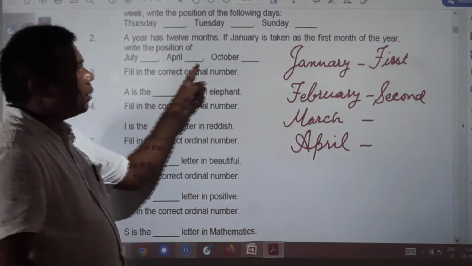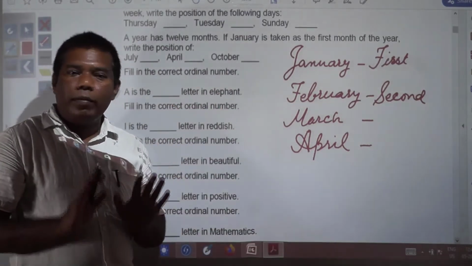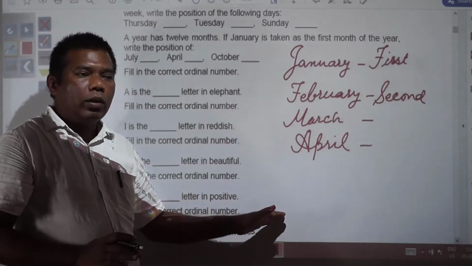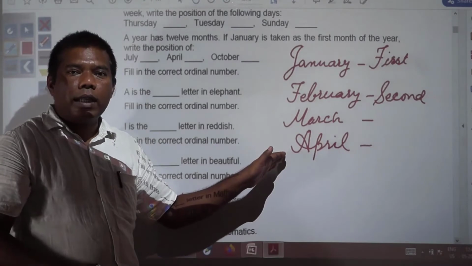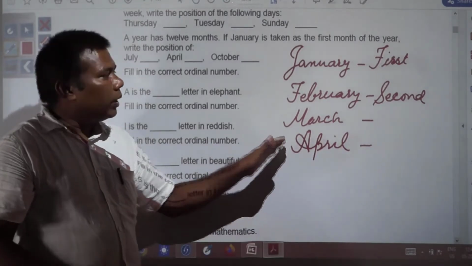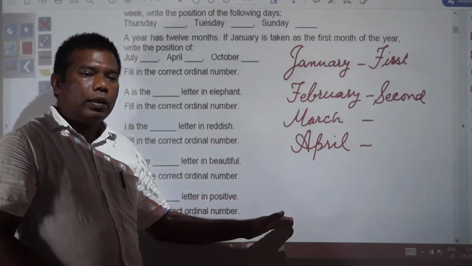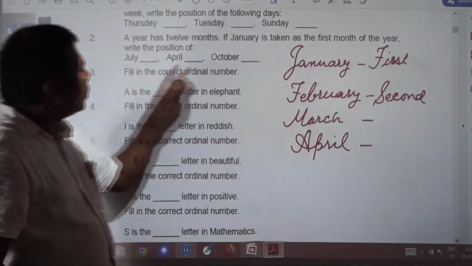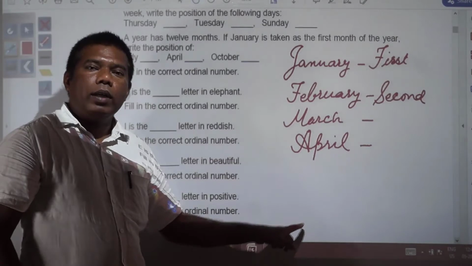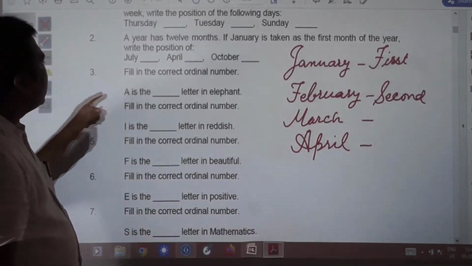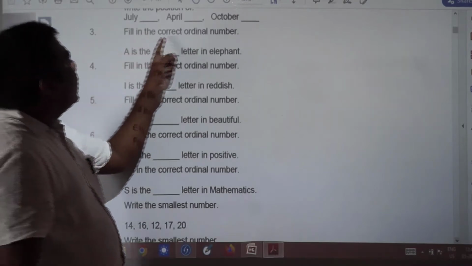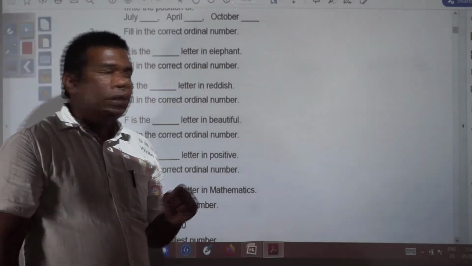So you fill in yourself. If I am solving, there will be no use, because till you are doing it yourself, till you are understanding, there is no use. So it is better you write down all the months with the position yourself, so that you count yourself and then you write. Next question you see, we have fill in the correct ordinal number.